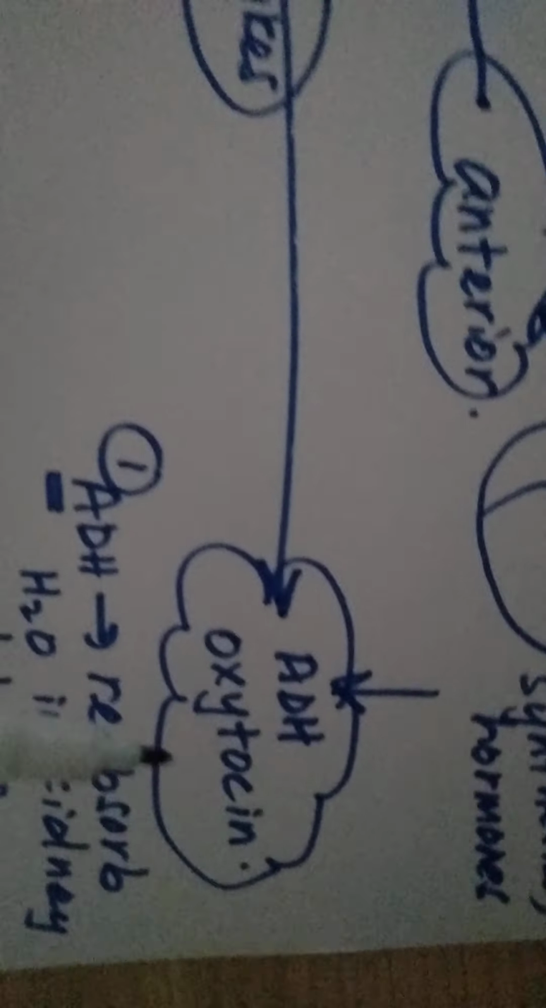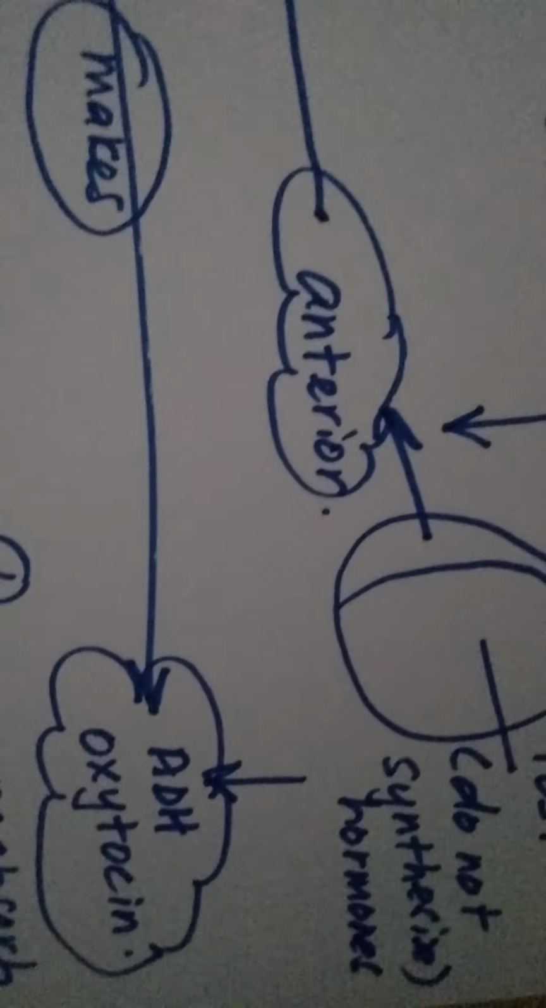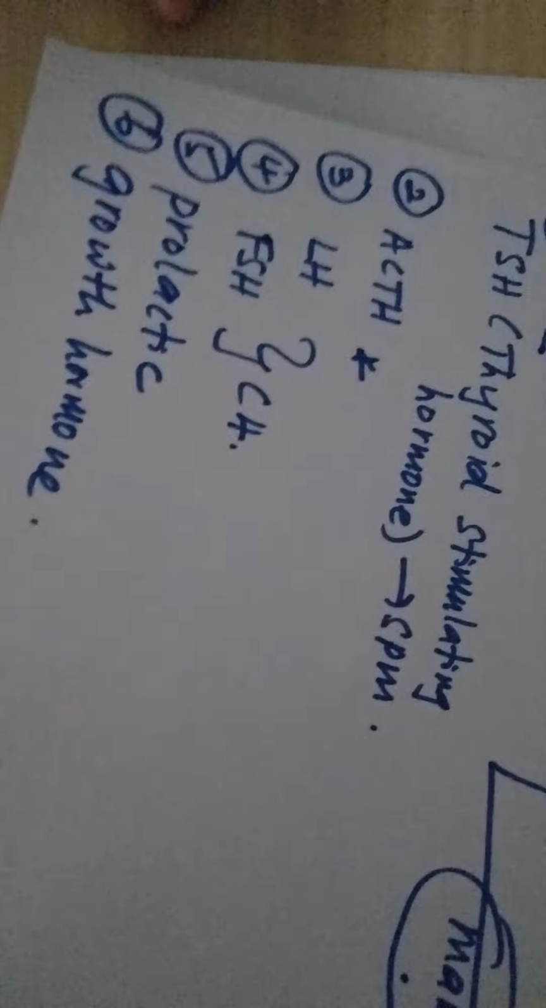Now please understand what the posterior part and the anterior part are. The posterior does not synthesize, it just releases two hormones directly into the blood. And where did it get them from? The hypothalamus has actually synthesized them, and then sent them to the posterior. Anterior, these are your hormones. Alright, thank you.